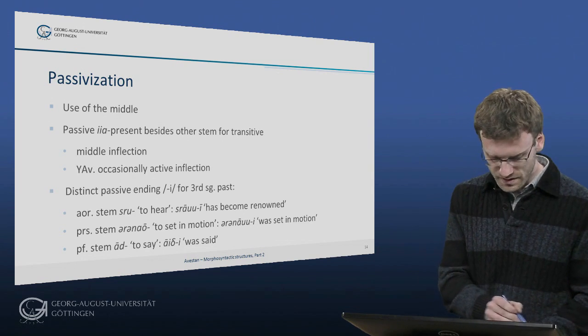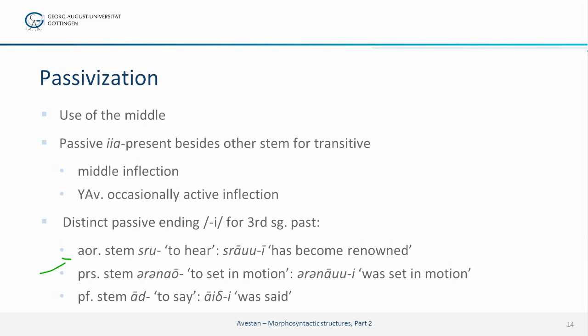The aorist stem sru, to hear, has a third singular passive sravi, has become renowned, has been heard. The present stem ərənau, to set in motion, has a third singular passive past ərənavi, was set in motion, and the perfect stem ah, to say, has a third singular passive past āhi, was said.